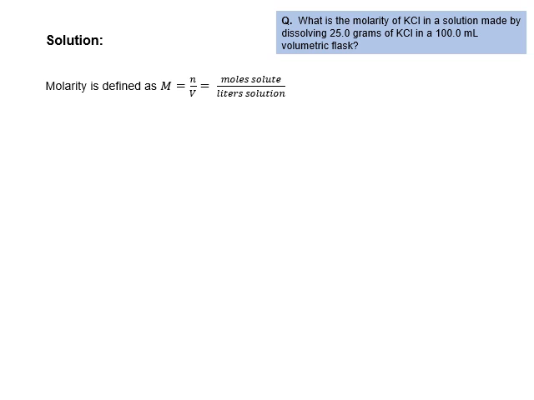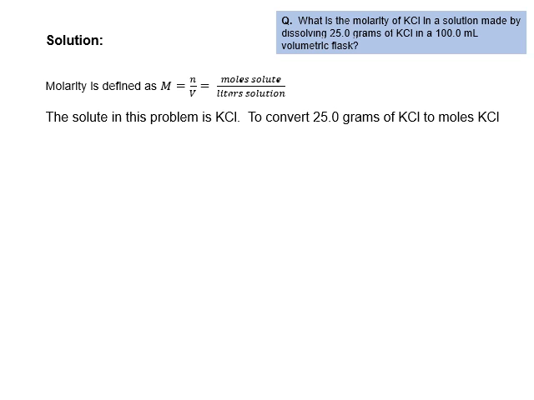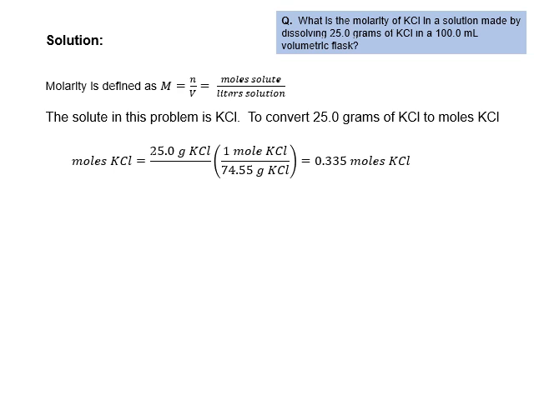Molarity is defined as the moles of solute per liter of solution. The solute in this problem is potassium chloride. To convert 25 grams of potassium chloride to moles of potassium chloride, we use the molar mass of potassium chloride. 25 grams of potassium chloride divided by 74.55 grams of potassium chloride per mole gives 0.335 moles of potassium chloride.